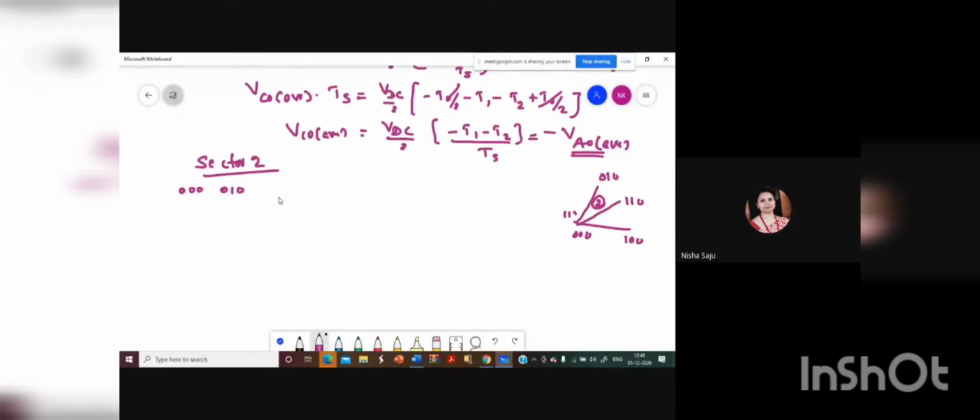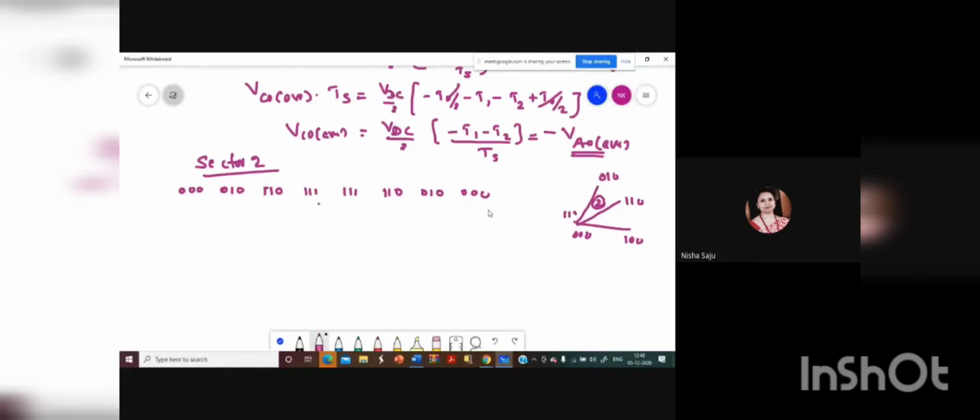Then you will have 1, 1, 0. Then 1, 1, 1. Then 1, 1, 1 again, and similarly you just reverse it: 1, 1, 0. Only then will you get lower switching losses. So 0, 1, 0, then 0, 0, 0. Right? Then this will be your positive sequence and this will be your negative sequence.